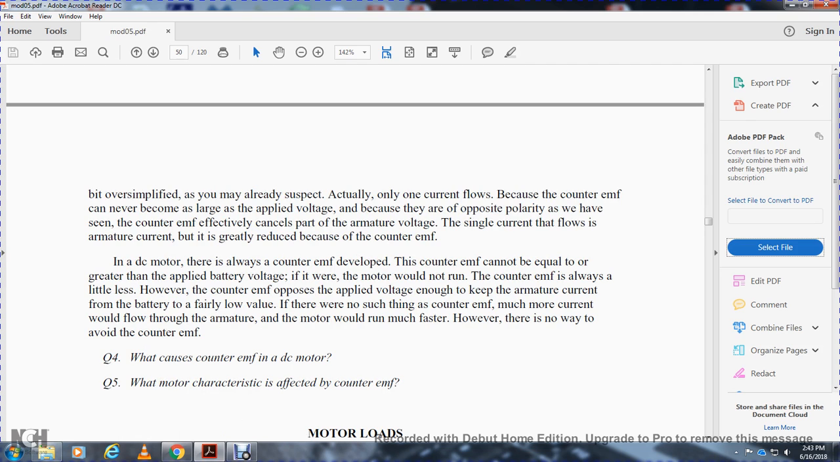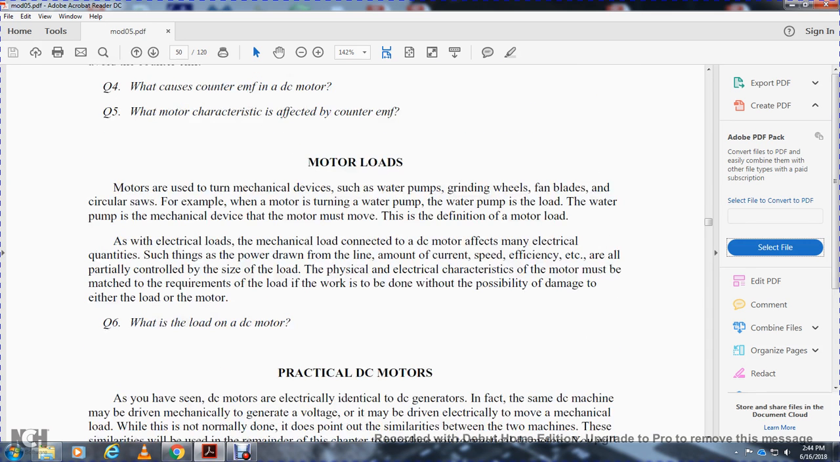The counter EMF can never be equal to or greater than the applied battery voltage. If it were, the motor would not run. The counter EMF is always a little less; however, it opposes the applied voltage enough to keep the armature current from the battery at a very low value. If there were no such thing as counter EMF, much more current would flow through the armature, and the motor would run much faster. However, there is no way to avoid counter EMF.